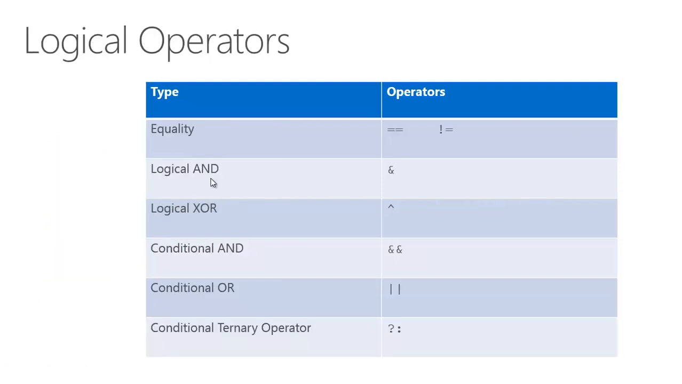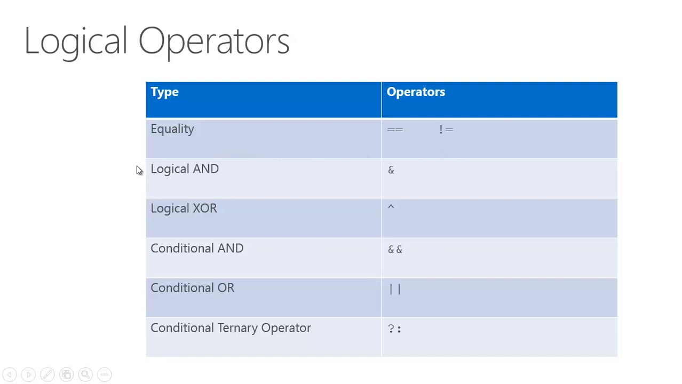Next, let's take a look at logical operators. The equality symbol is equals equals. You can use this to figure out whether a variable is equal to another variable or value. You also have the not equal symbol, which is indicated by an exclamation mark and an equal symbol. This checks to see whether two values are not equal to each other.